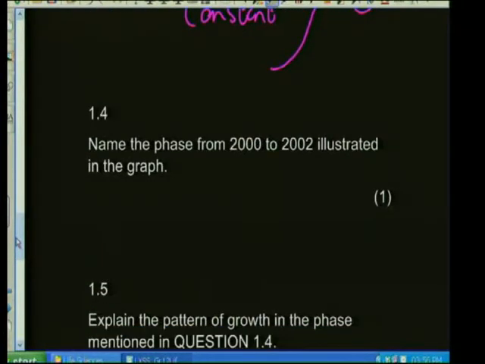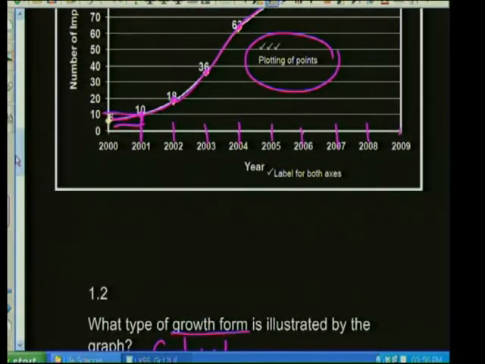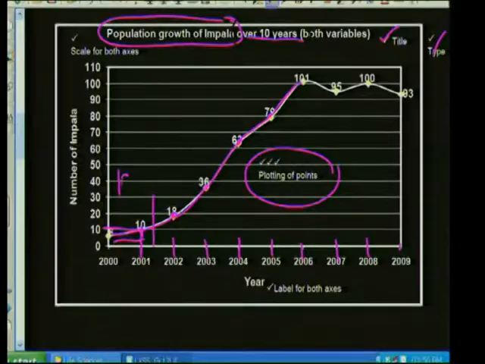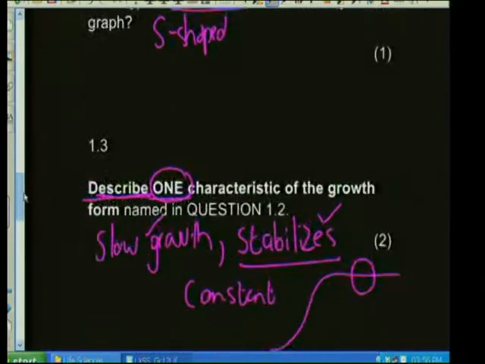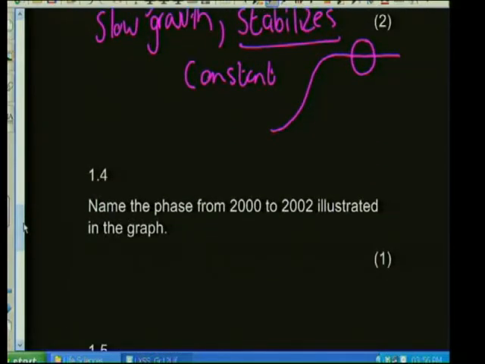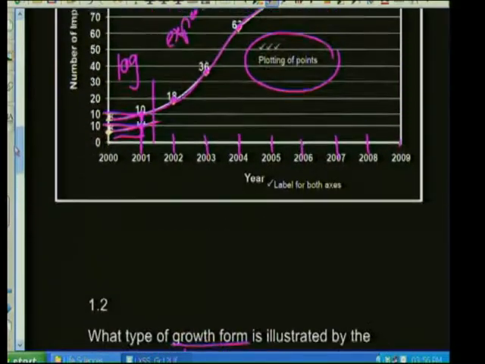Right, question number 4, name the phase. Now here, be prepared for them to give you the graph as well. And when we came to the logistic shape graph, you know that they each had different phases. We had the lag phase, then you had the exponential growth phase, and then we had the stability, and then we had a slight decline. But they're asking you, name the phase from 2000 to 2002.